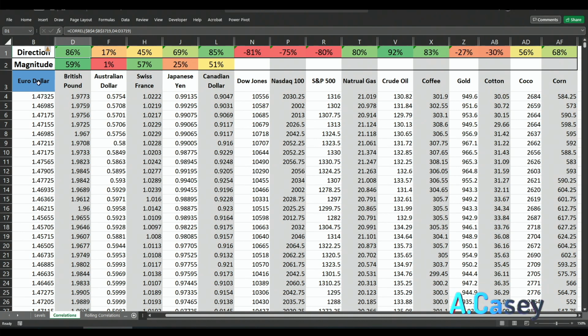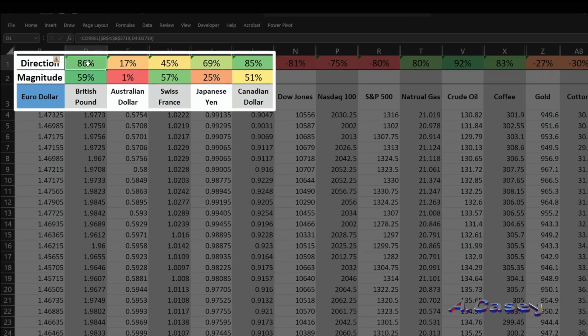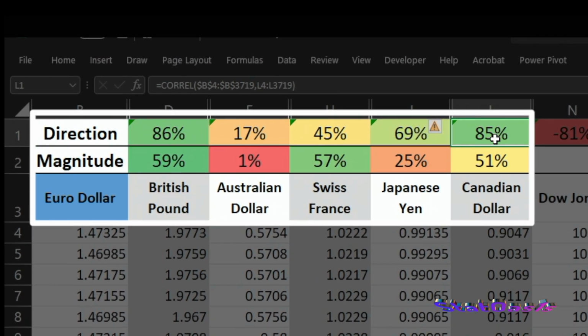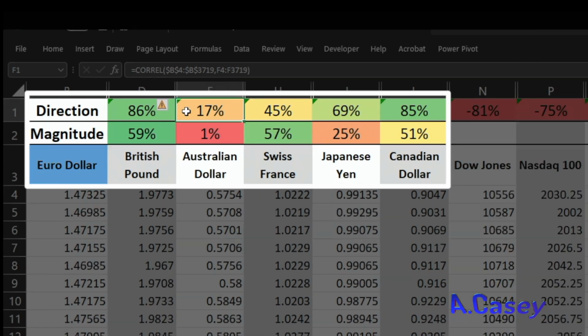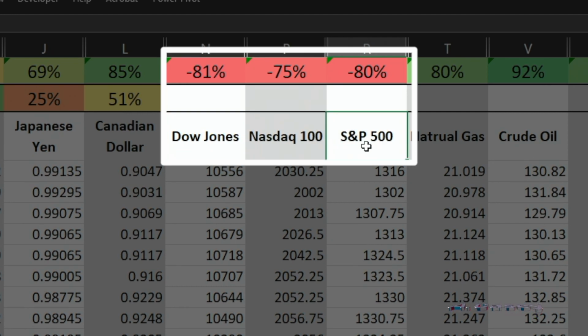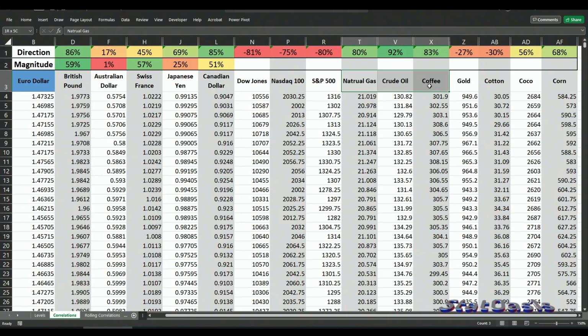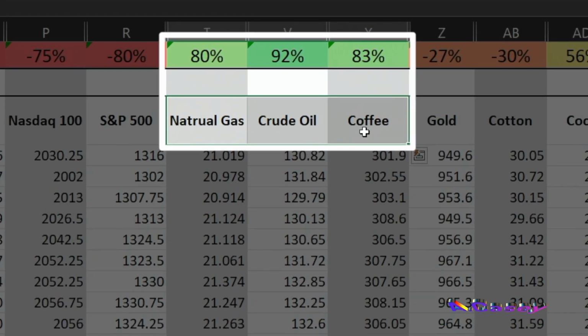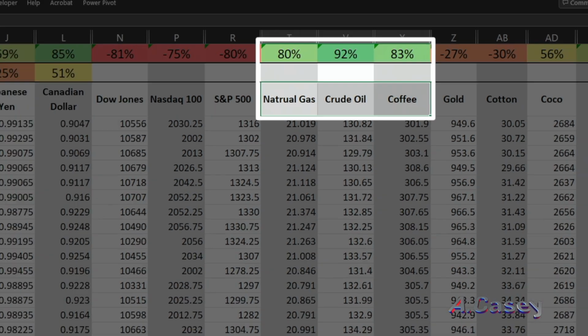So we can see that the Euro US dollar is highly correlated with British pound US dollar and with the Canadian US dollar. Then it's moderately correlated with the Japanese US dollar, then weak correlation with the Swiss franc US dollar, and then no correlation with the Australian dollar US dollar. And if we compare with the indexes, these indexes of course are priced always in US dollar, so they will always be stable, negatively correlated to the euro dollar. And then we have these instruments that are priced in US dollar, so they will move opposite to the US dollar, and that's why they are positively correlated to the euro dollar.